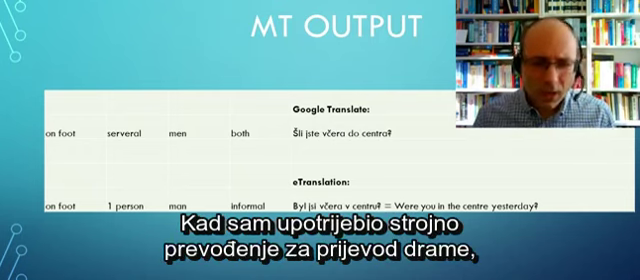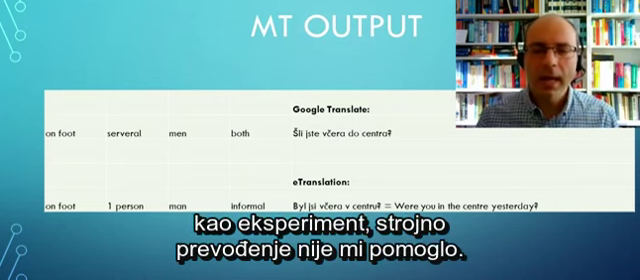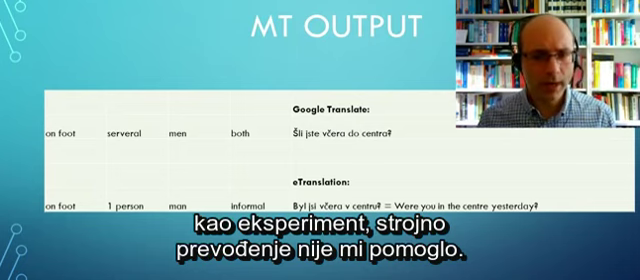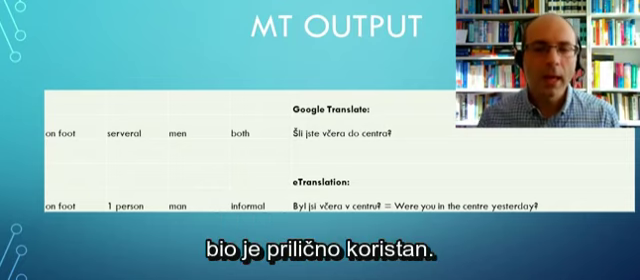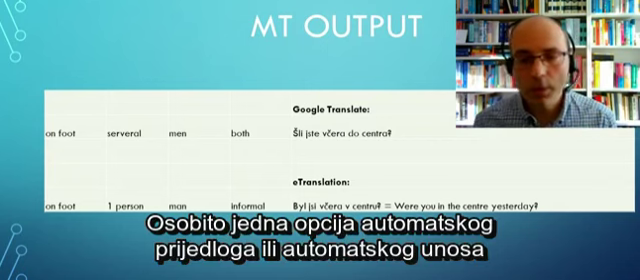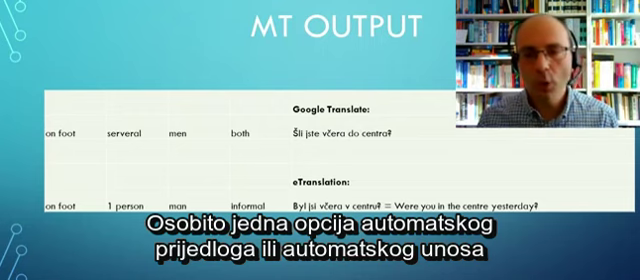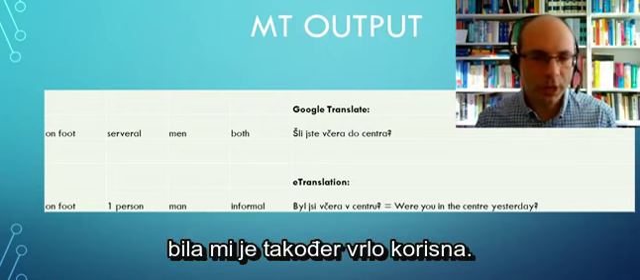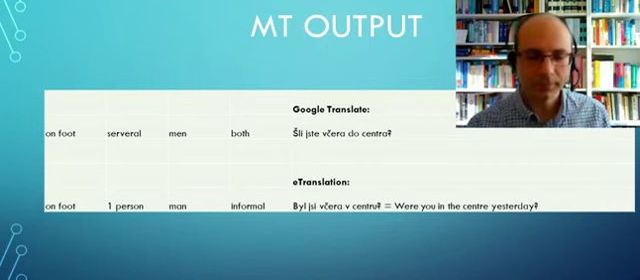Now, when I used machine translation for the play, it was a kind of experiment, and I have to say that machine translation as such was not helpful at all, but the CAT tool which I used for that was pretty useful, and one particular feature, the auto suggest or the autocomplete functionality, was very helpful as well.